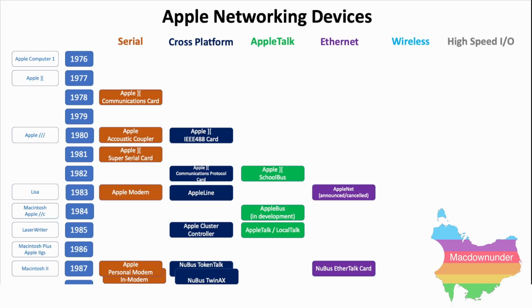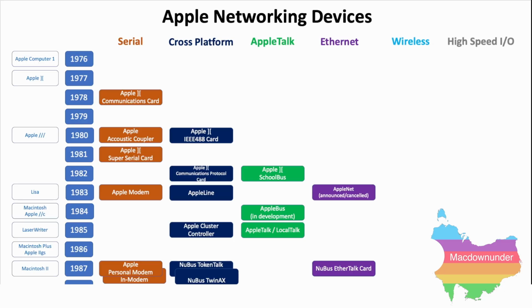They released the NuBus version of Token Ring called TokenTalk, and they also launched the NuBus TwinAx card. Now again, this was another card that was developed to connect directly to an IBM mainframe network. That same year, 1987, Apple launched the NuBus EtherTalk card that could connect directly to an AAUI device or a 10BASE2 device over daisy-chained coaxial cable.